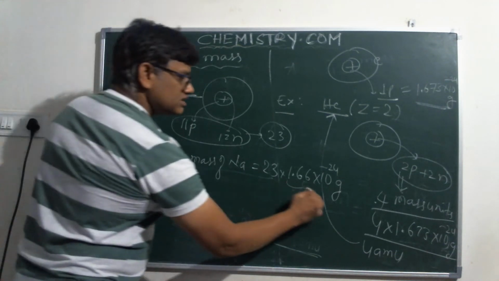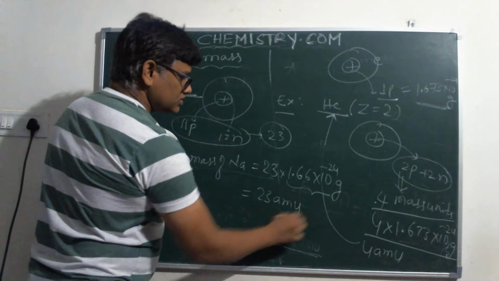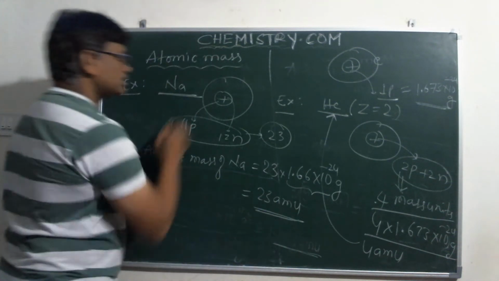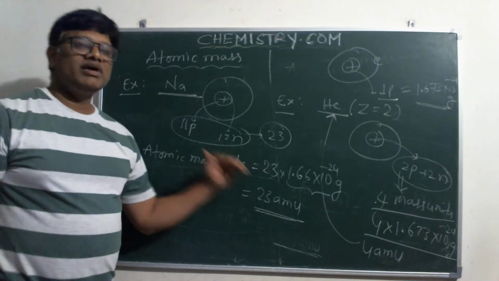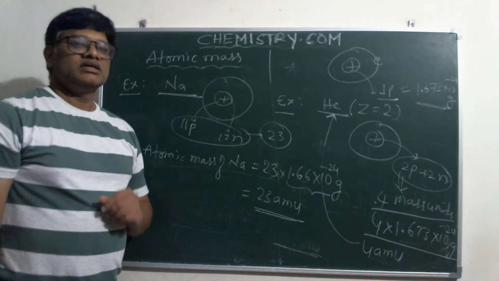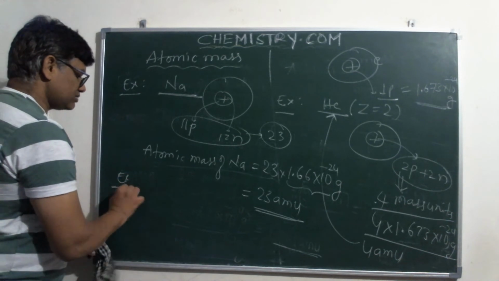So this is nothing but AMU. We can convert this into 23 AMU. So 23 mass units is what it is for sodium, and that has to be taken as the atomic mass of sodium over here. Similarly, you can take one more example to explain this.